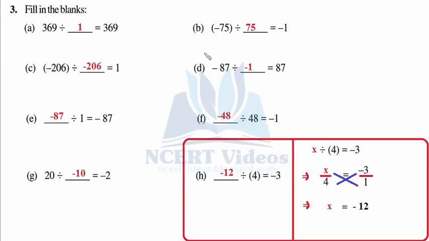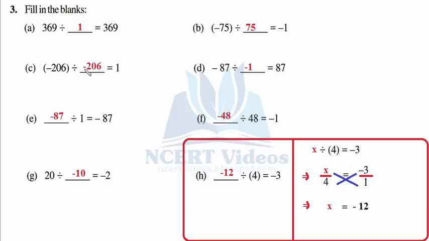Question 3, fill in the blanks. So again we had done this type of question previously as well. So what should be here in order to get 369? If we divide it by 1, we get the same number, therefore 369. B part. Now here first we have to look at the output, it is 1. Then how can 1 come? If we divide this number by itself, therefore 75, and here the sign was negative, therefore only one thing should be negative. If we put it negative, then it will become plus, but it is not here, therefore we take plus 75.